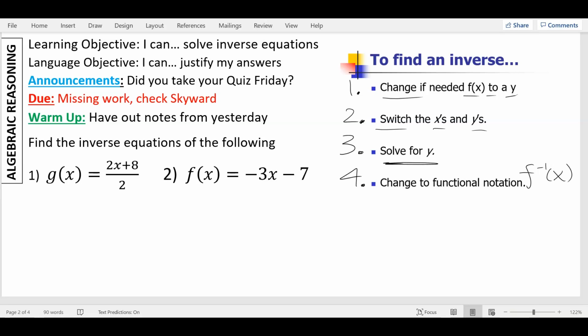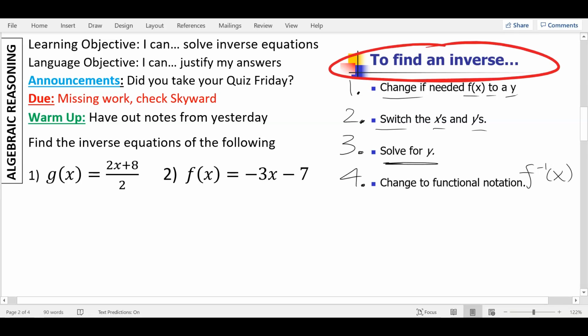Ladies and gentlemen, let's solve these equations. Let's find the inverses like we learned yesterday.